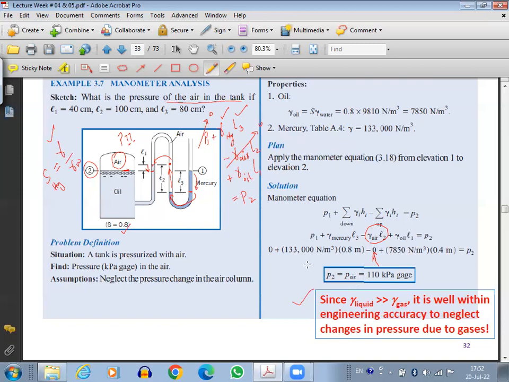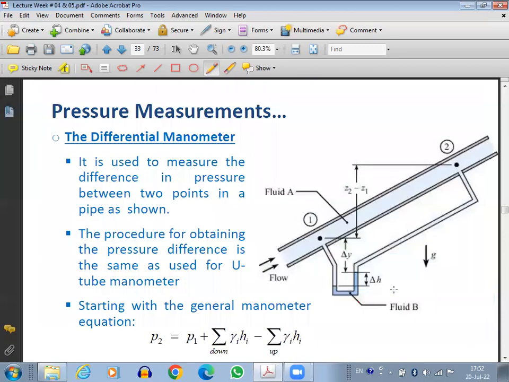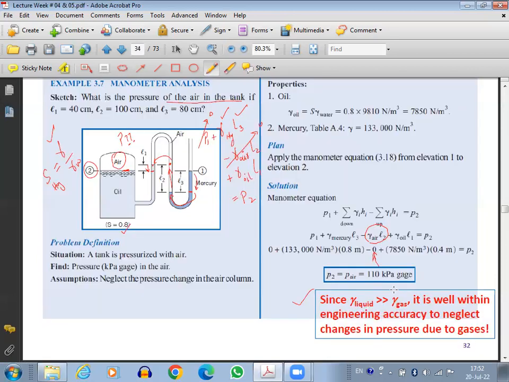The other things are simple. You just substitute the values, solve, and get the answer. So we finish our lecture today at slide number 33. Inshallah, from slide number 34 onward, we are going to start in the next class.